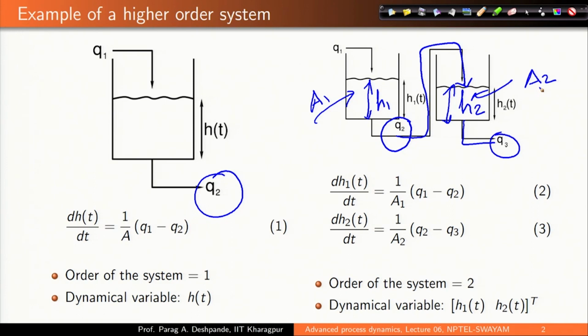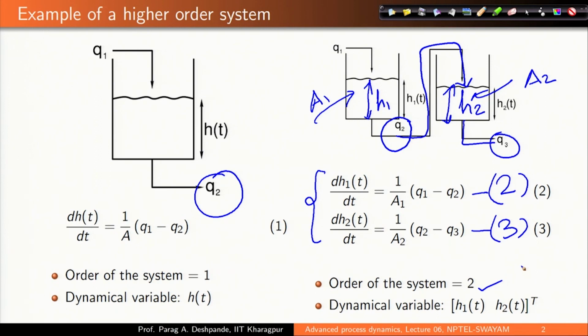Now, you see that we have equation 2 here, which is a first order ODE, and equation 3 which is also a first order ODE, and altogether equation 2 plus equation 3 describe the dynamics of the system. Therefore, the order of the system is 2 in this case. So, we have actually obtained a second order system by considering two simple first order equations.